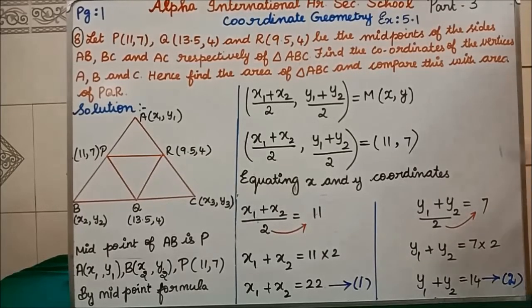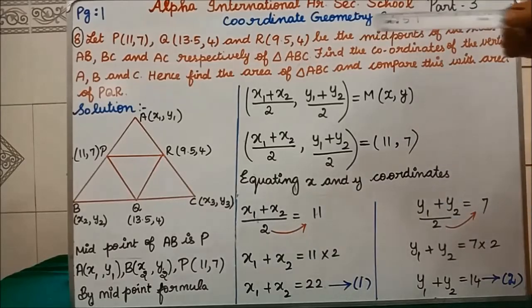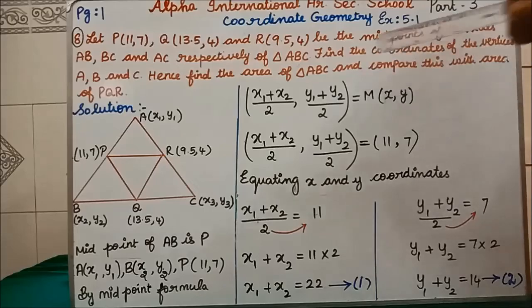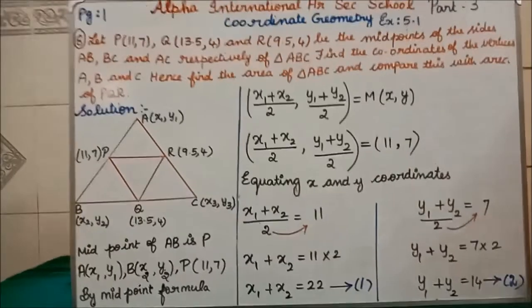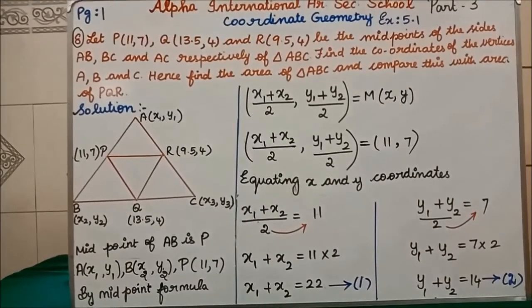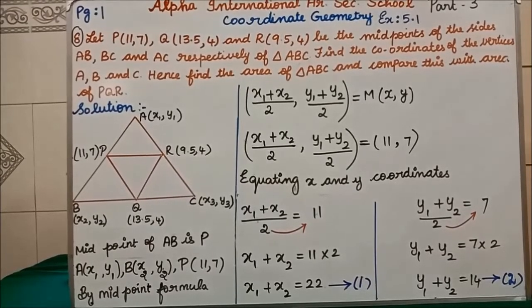Now what side have we used? The AB side with midpoint P. Next, what side are we going to take? The BC side with midpoint Q. After erasing this, I will explain the BC side. Clear all of you?